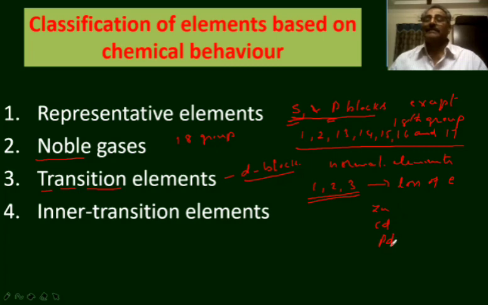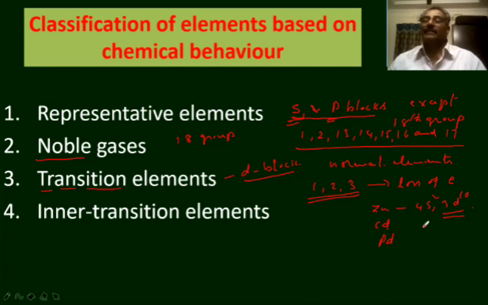Zinc, cadmium and palladium are not considered as transition elements according to the definition, but these possess properties similar to the transition metals. Because of that, these are included along with the transition elements. The reason is the electronic configuration of zinc, for example, is 4s2 3d10. The d orbital is completely filled. There are no unpaired electrons in the d orbital.